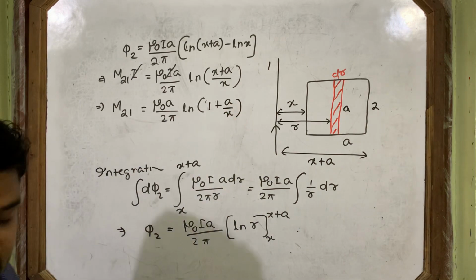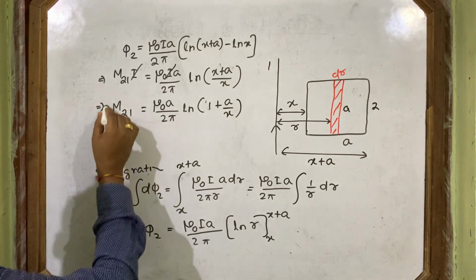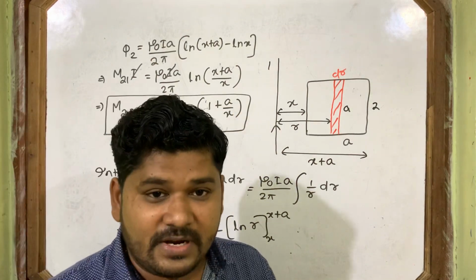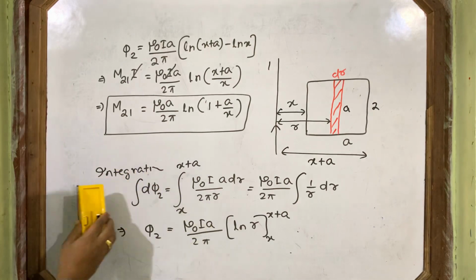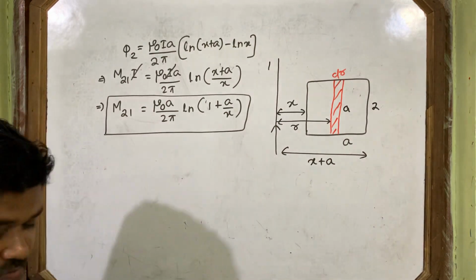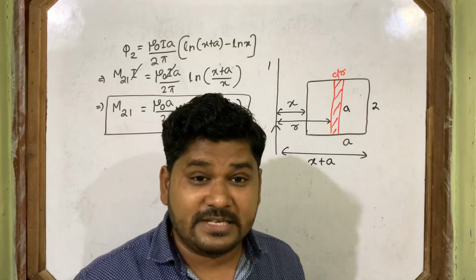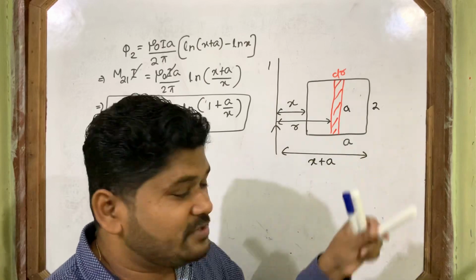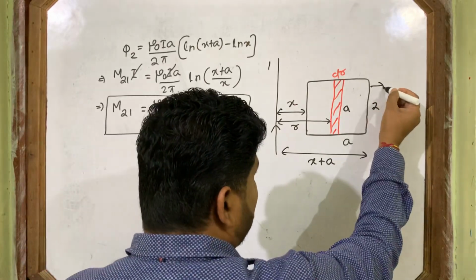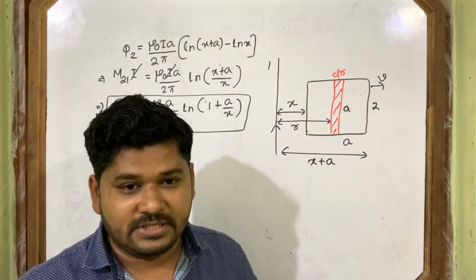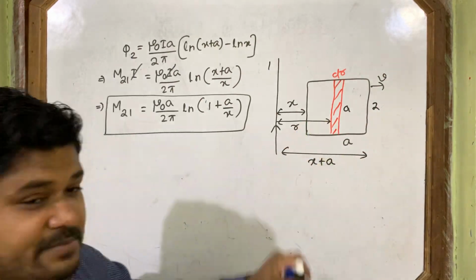1 plus a by x. So, this is the mutual inductance formula for this question, one question from your NCERT book, where you will see the mutual inductance formula. And if you want to know how much EMF is induced in this circular coil, when this coil moves to the right with constant velocity v, how much EMF is induced here?